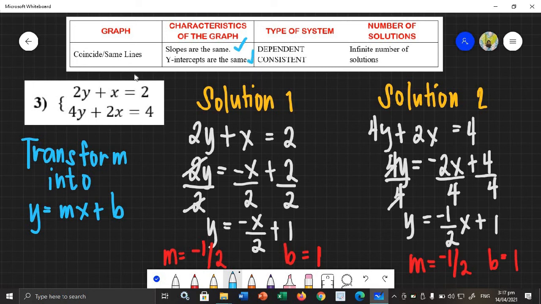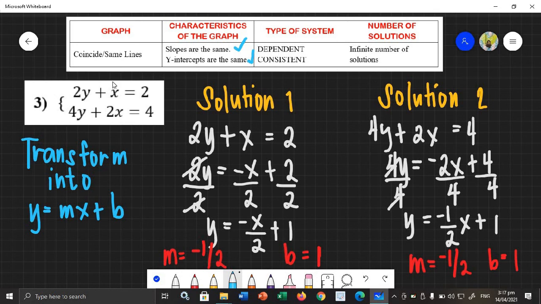Technically, this system of linear equation, ang graph niya ay same yung lines. Ang type of system is dependent as well as consistent. Ang number of solutions, they have infinite number of solutions kasi they will intersect sa lahat ng points. Kasi same lang yung line nila. No? So, madami silang solutions.